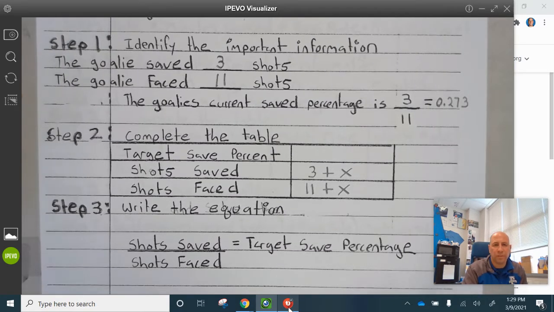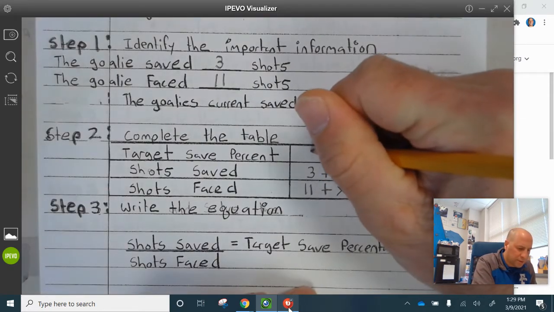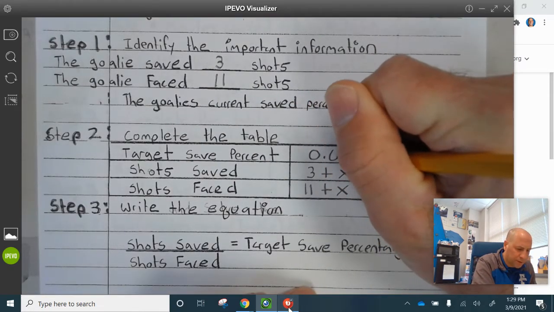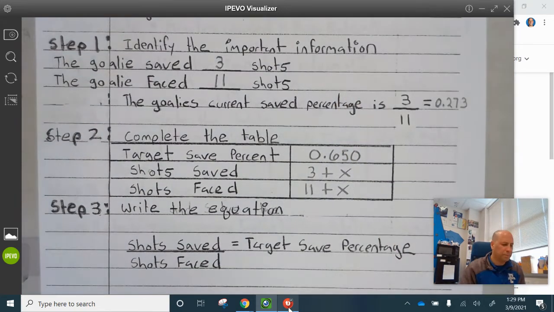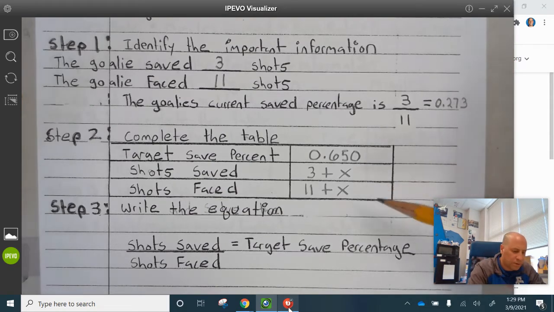Now, step 2, complete the table. The target save percentage is 0.650. Now, shots saved will be 3 plus X, and the shots faced would be 11 plus X.